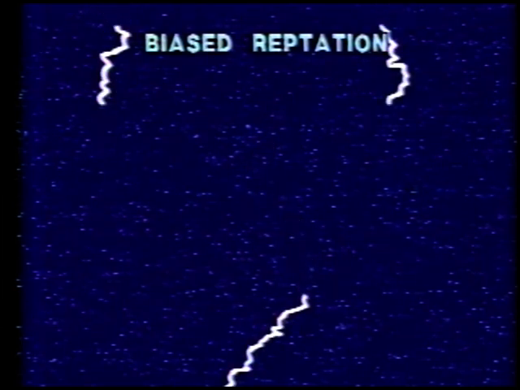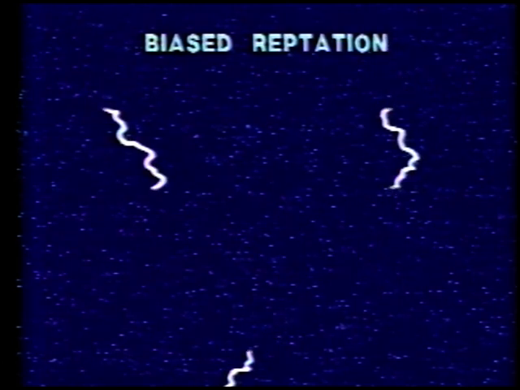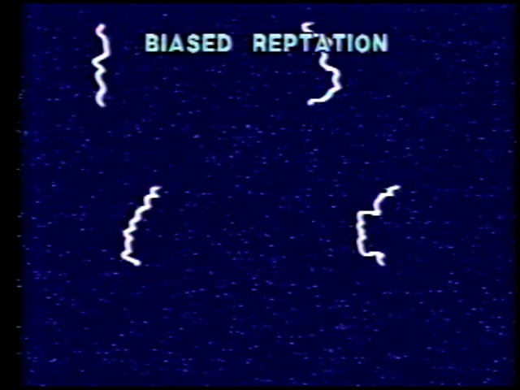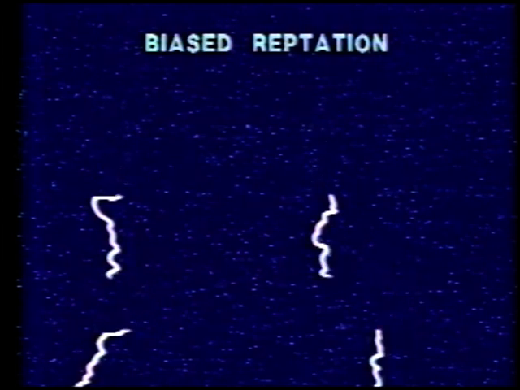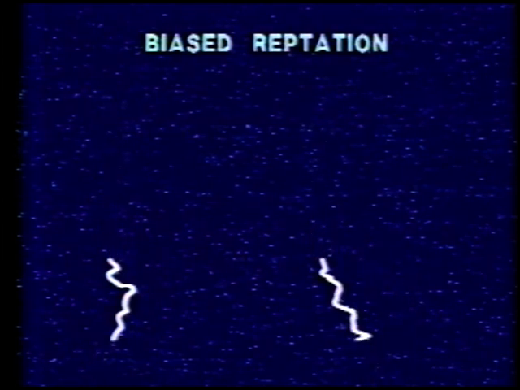The biased reptation model has the molecules looking like snakes crawling through bamboo. This model has not been very successful at explaining mobility for various electric field strengths or during pulse field gel electrophoresis.